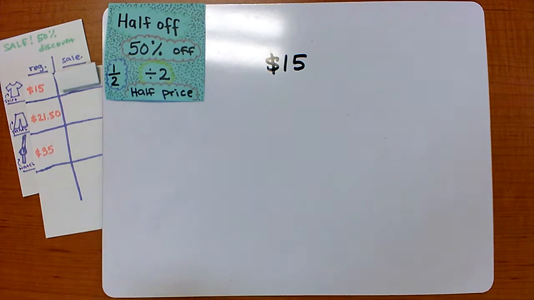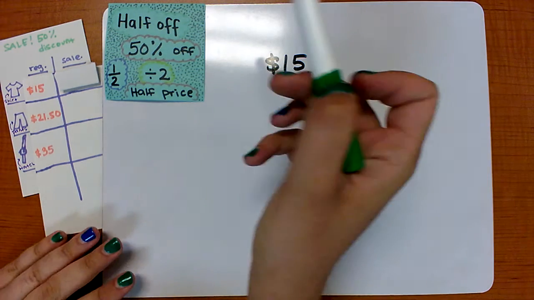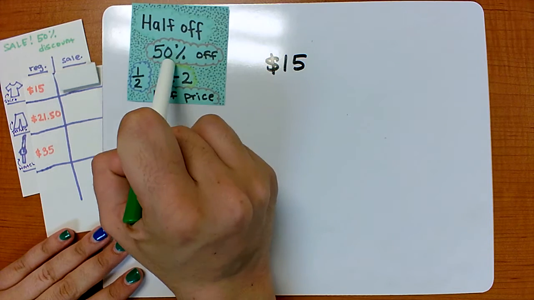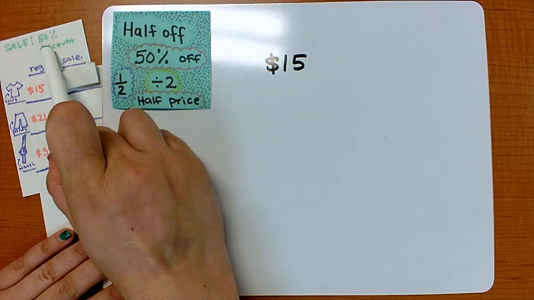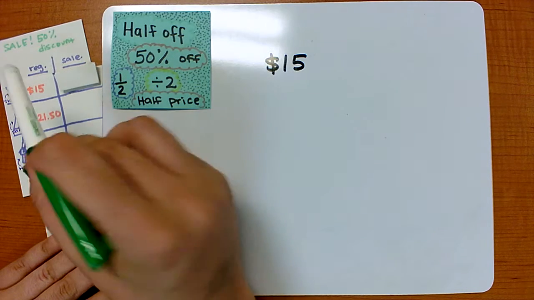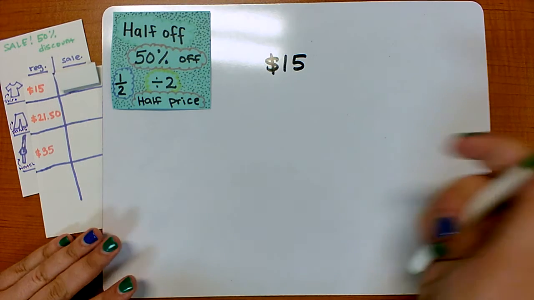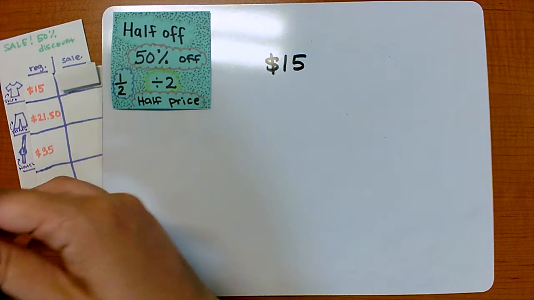The first number we have to partition is 15. Why do we have to partition it? Well, because there's a sale going on. A half off, 50% off, half price sale. It says so right there. The regular price of the shirt is $15. We want to figure out how much we would spend if we got it on sale.